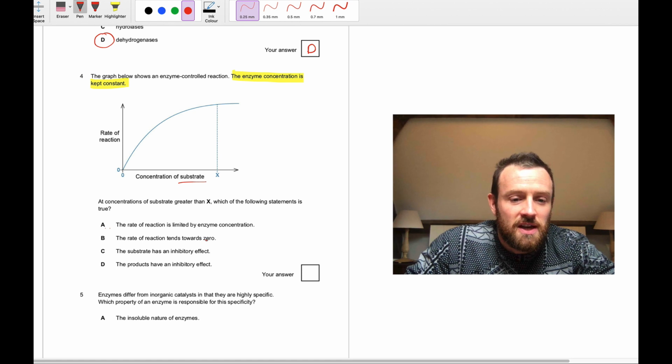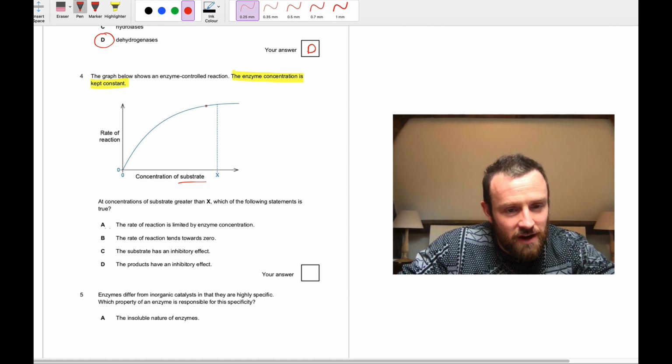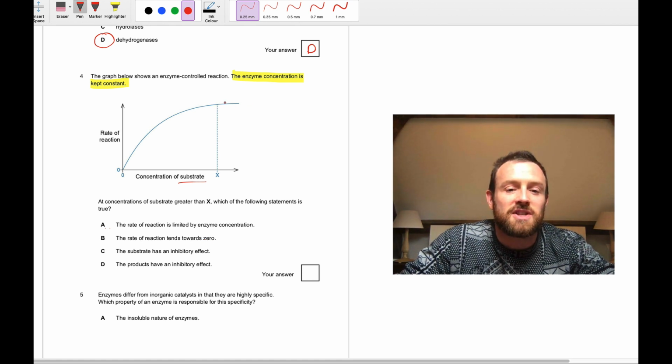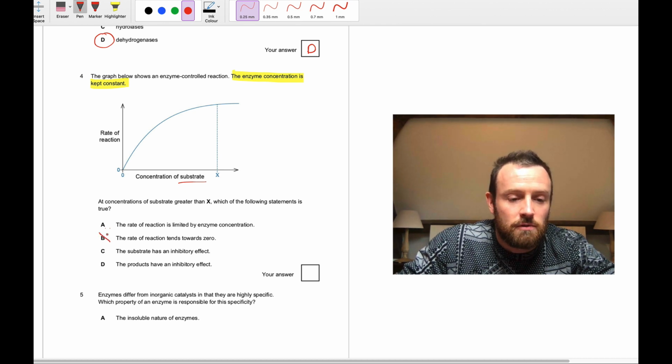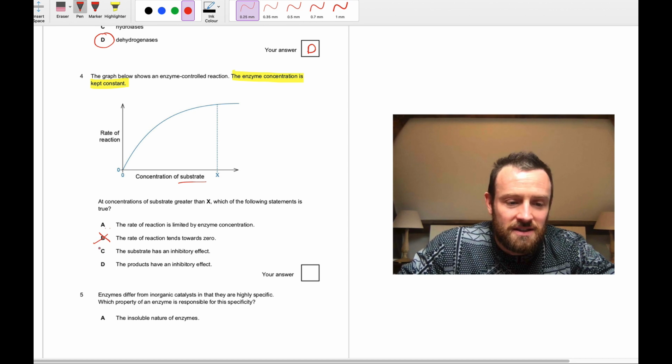B, the rate of reaction is 0. No. Just because the rate of reaction is plateauing does not mean it's reaching 0. It just means it doesn't increase anymore. So that's not right. C, the substrate has an inhibitory effect. No, that's definitely not right. The products have an inhibitory effect. No, nothing to do with that. So it is A.